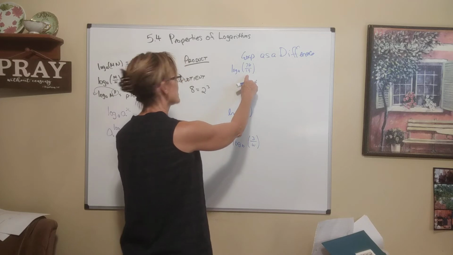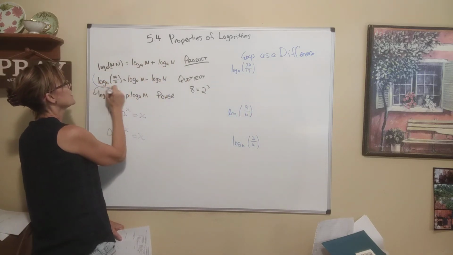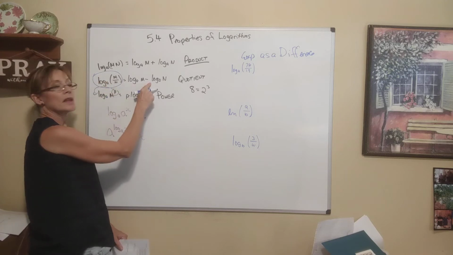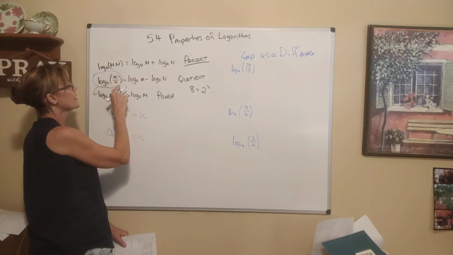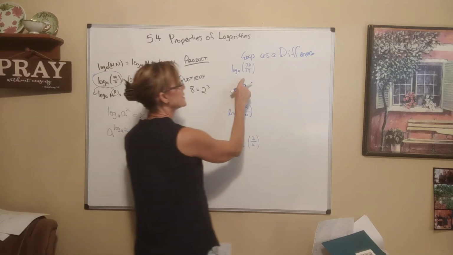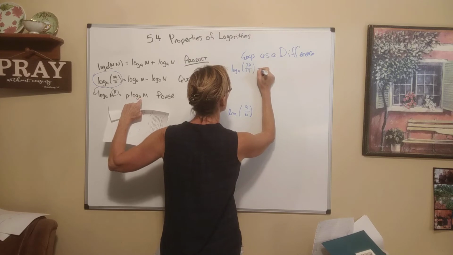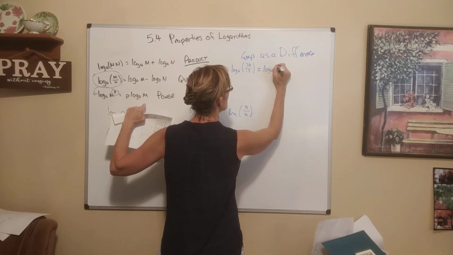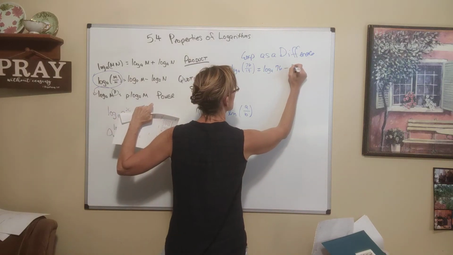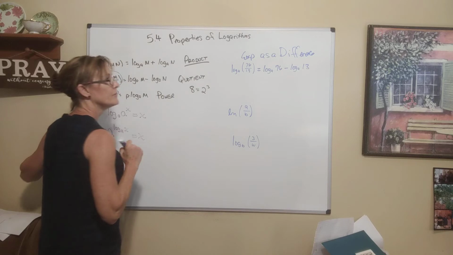This is a fraction. Which one of these laws has a fraction? It's this one right here, and it's the one that has a difference in it. So log base b of a numerator divided by a denominator is the same thing we have here, so we can apply this. Log base a of 76 over 13 is equal to log base a of the numerator minus log base a of the denominator. We did that one.